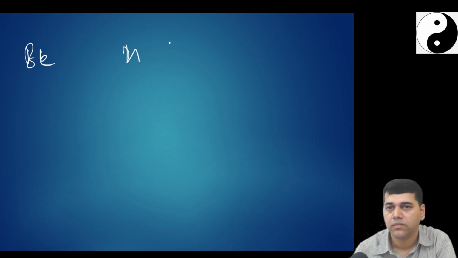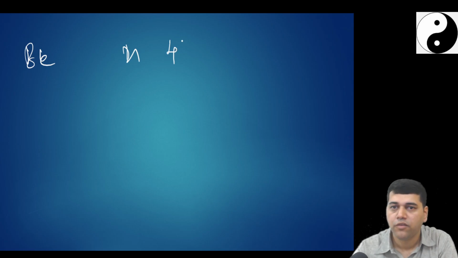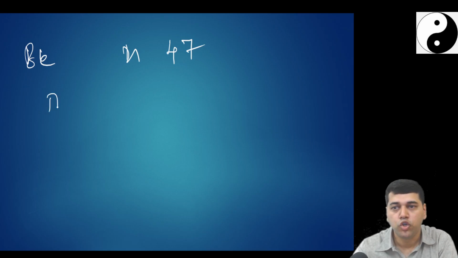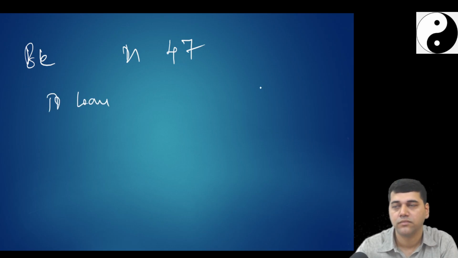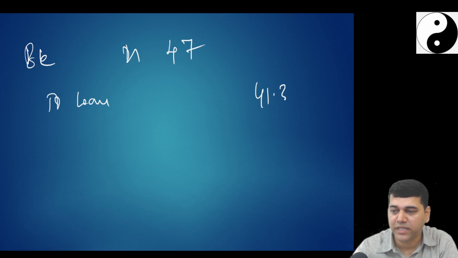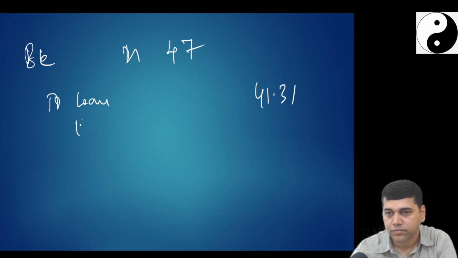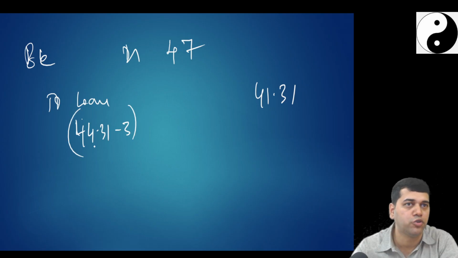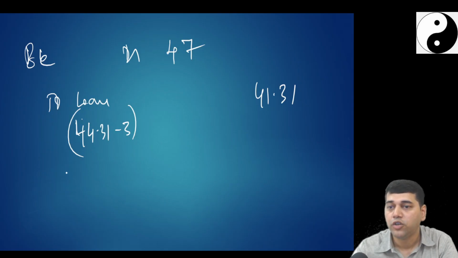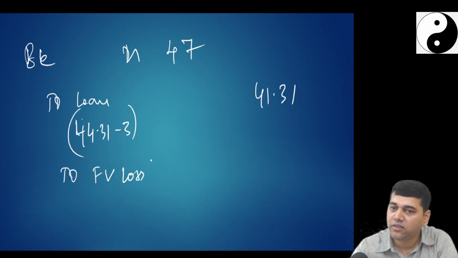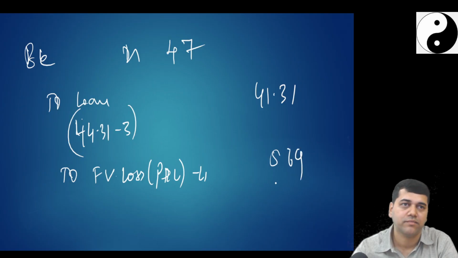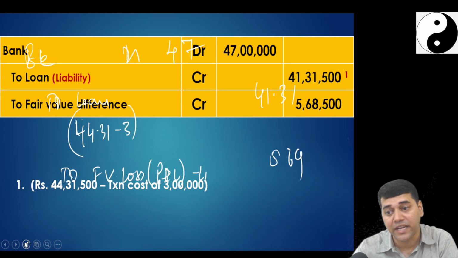How much? 47. Because transaction cost is also adjusted there. If you want, you can spread it. It is an example. To loan, how much? 41.31. How did you get it? 44.31 minus 3. Transaction cost you have to adjust now. In the previous question I showed you. I told you also why we are doing it. To fair value loss, P and L. Why? L1. 5.69. So you pass this entry on day 1.